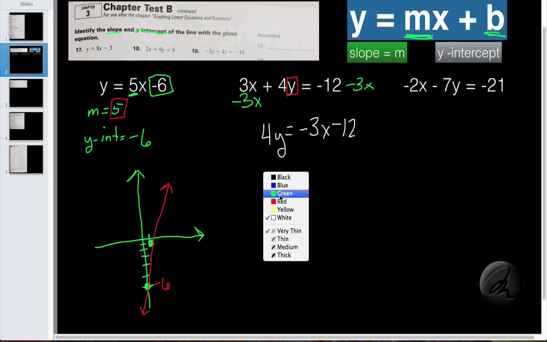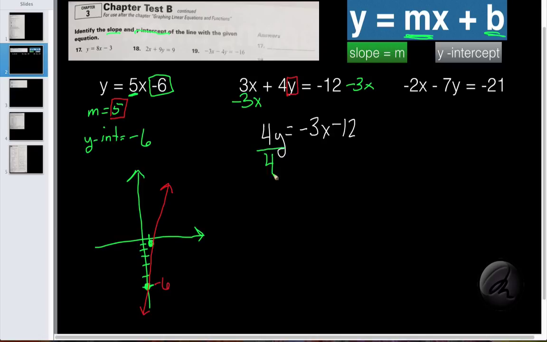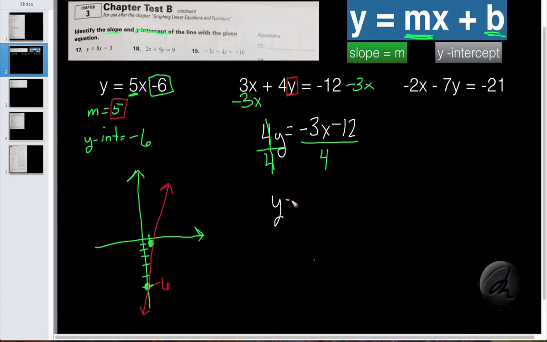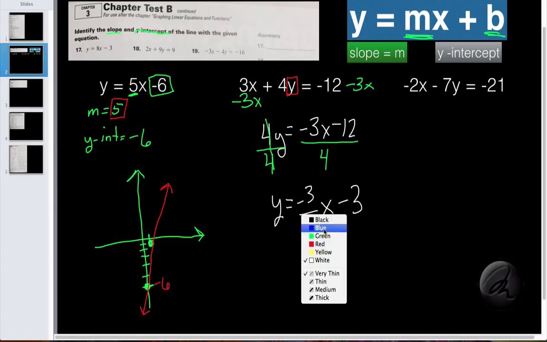Okay, so I'm almost done. I've almost got the y by itself. So I'm going to remove my 4 by using division because it's attached to my y by multiplication, so I do the opposite, and I divide the other side by 4 as well. So that gives me now, on this side of the equation, y by itself. And then over here, that's -3 over 4, that's my slope, x. And then -12 divided by 4 is -3. All right, so there we go, that's all I need.